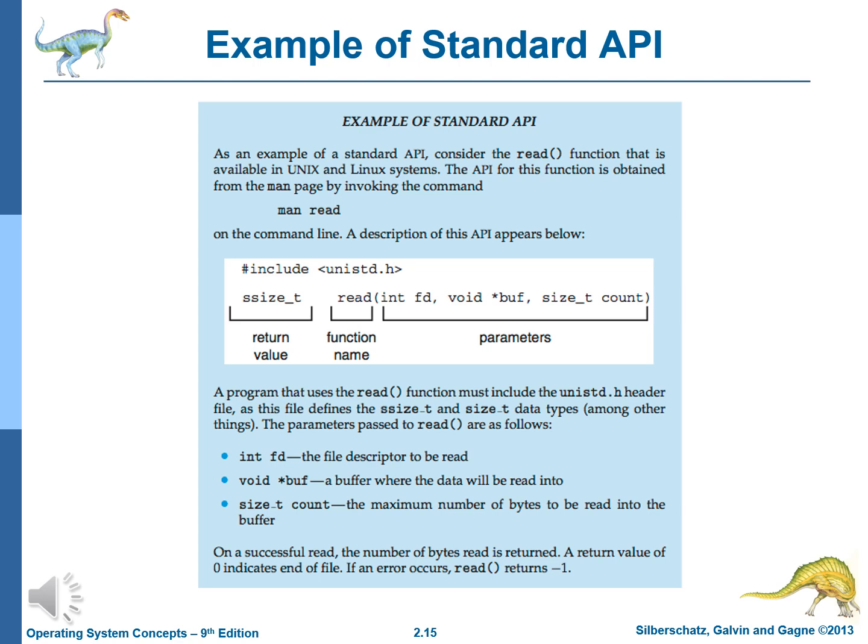A program that uses the read function must include the unistd.h header file, as this file defines the ssize_t and size_t data types, among other things. The parameters passed to read are as follows: int fd, the file descriptor to be read; void *buf, a buffer where the data will be read into; size_t count, the maximum number of bytes to be read into the buffer.